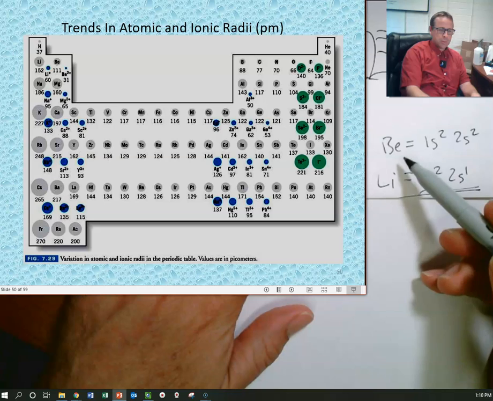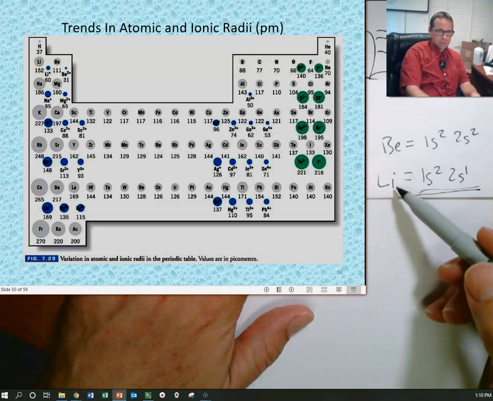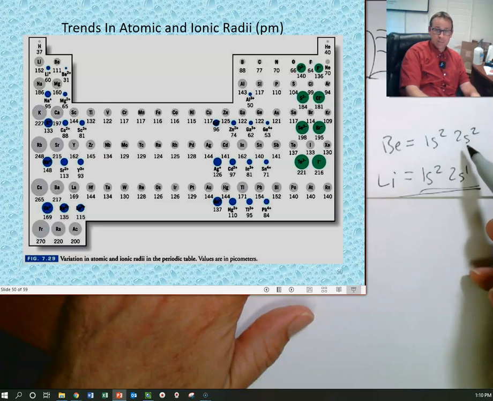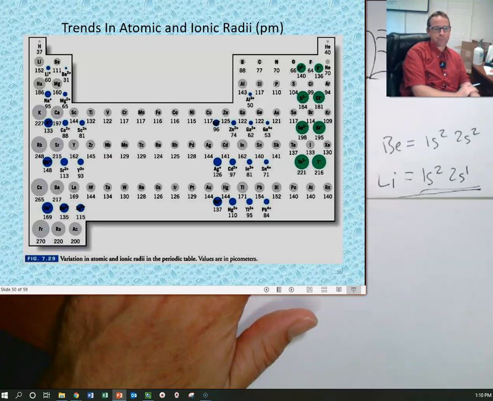Well, that's because beryllium has another proton. So lithium has 3 protons, but beryllium has a 4th proton. So there is another electron, but because that electron is going into the exact same orbital as the last electron that lithium had, that extra proton allows the size of the resulting atom, the distance of the 2s electrons here, to actually be closer.